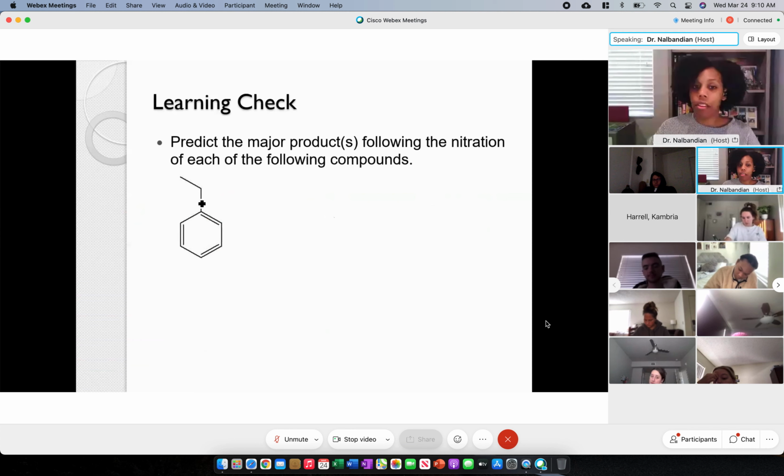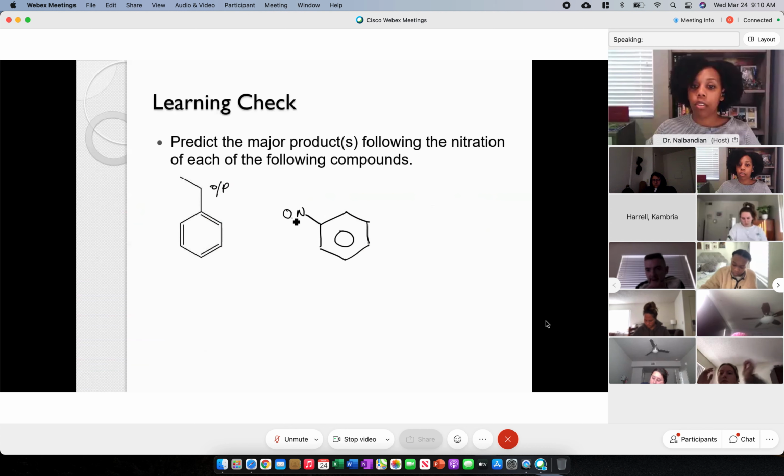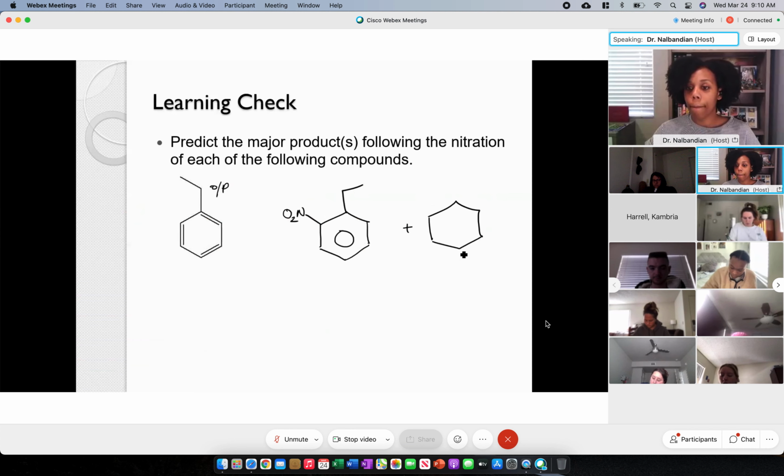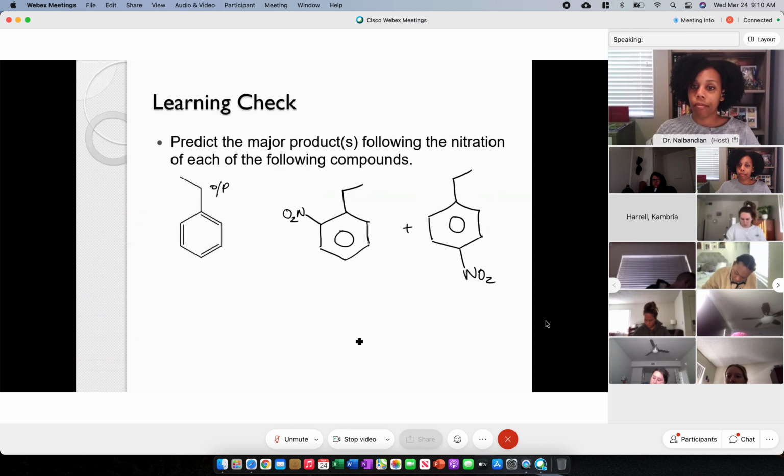Here we have an ethyl. This is an ortho para director. It's only one thing on there. So the reaction can happen ortho to the ethyl and para to the ethyl. Two products. Ortho and para.